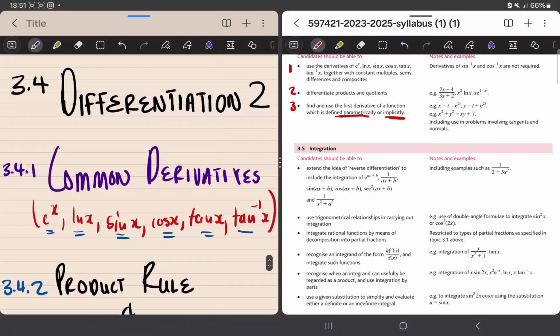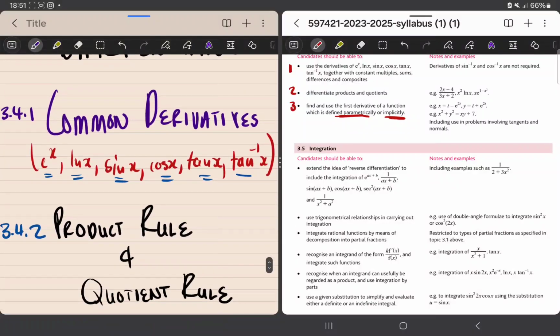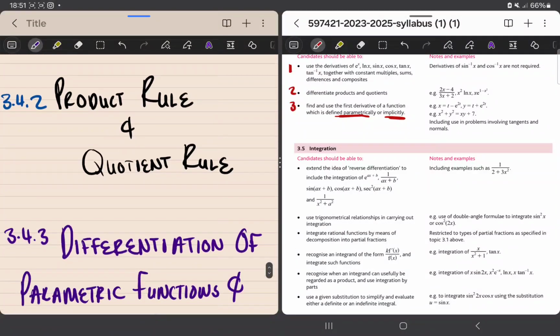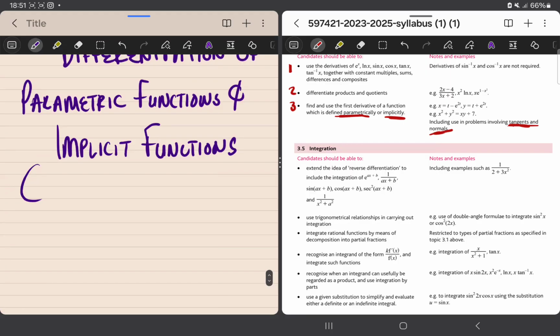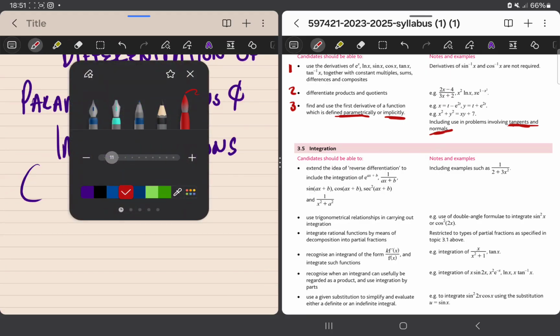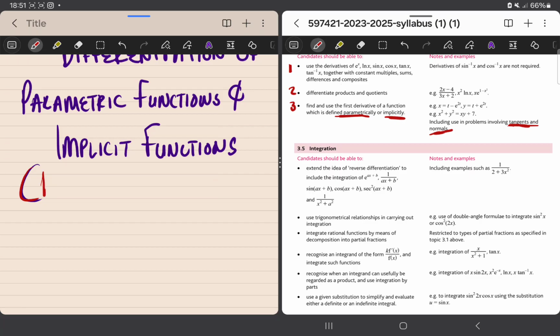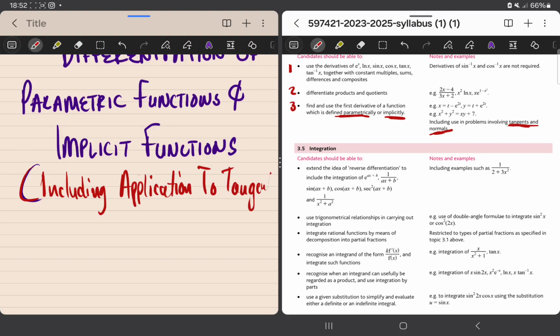So what is differentiation 2 all about? Number 1, common derivatives. Number 2, product rule and quotient rule. Number 3, parametric and implicit functions. Then we'll be done. But here, please make sure you see this. It said, including use in problems involving tangents and normals. So we can put here, including application to tangents and normals, okay?